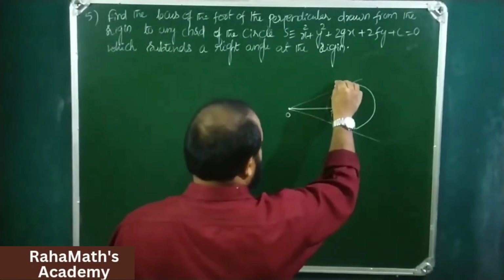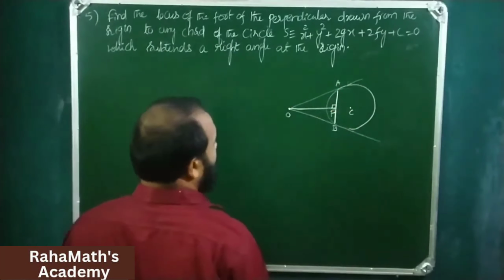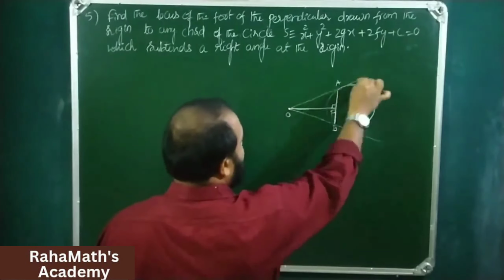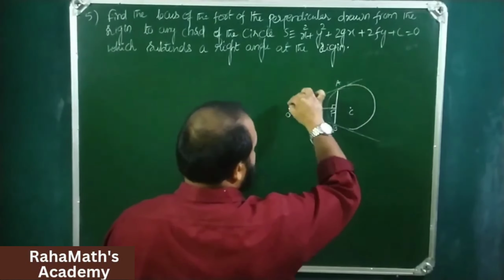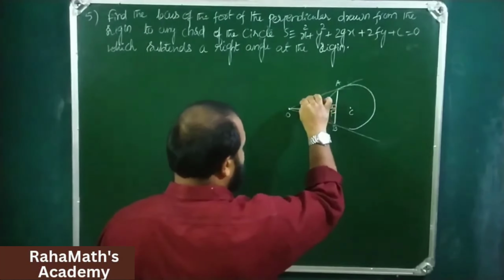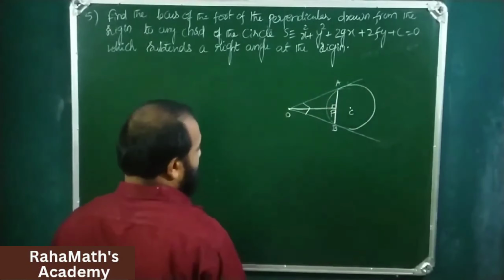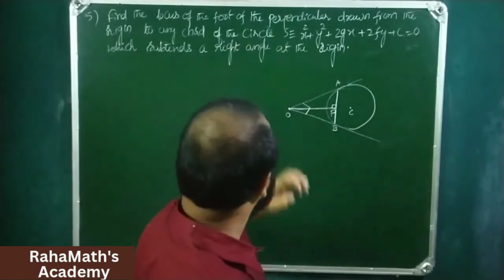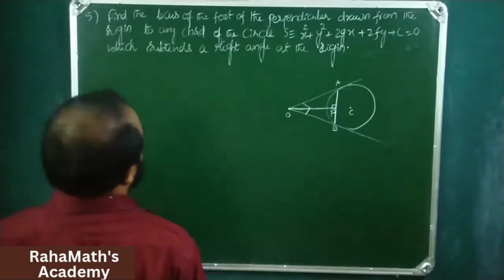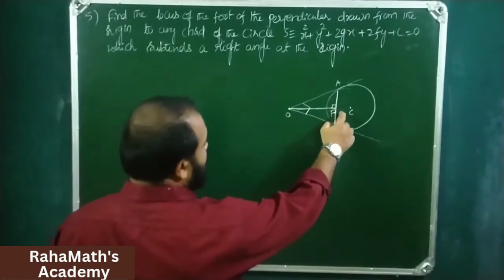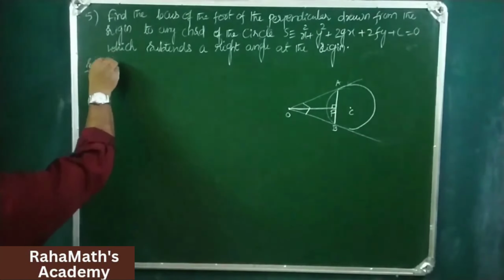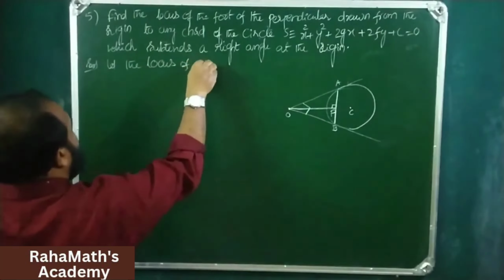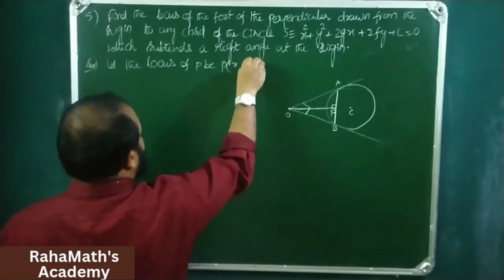So let us suppose that AB is the chord. This OA and OB are a pair of lines passing through the origin. The chord subtends a right angle at the origin, that is given. So we need to find the locus of P. Solution: let P (x1, y1) be a point on the locus.